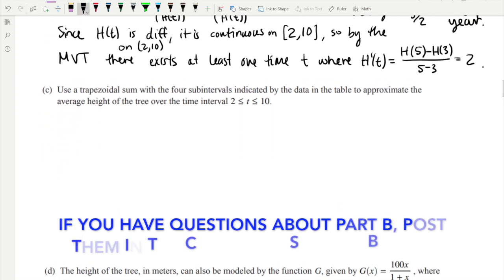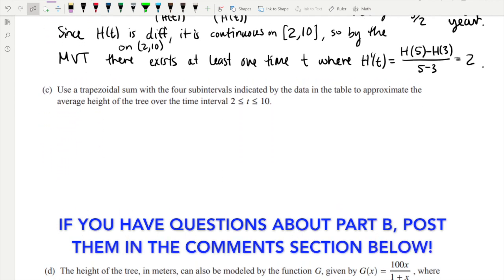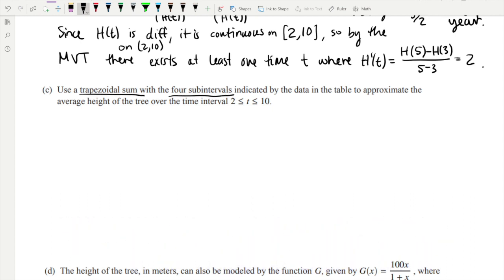Okay, part C. Use a trapezoidal sum with 4 subintervals indicated by the data in the table to approximate the average height of the tree over the time interval 2 to 10. Okay, so first of all, what are we trying to find? Average height. Whenever you see average of a function, you should think average value of the function on that interval.